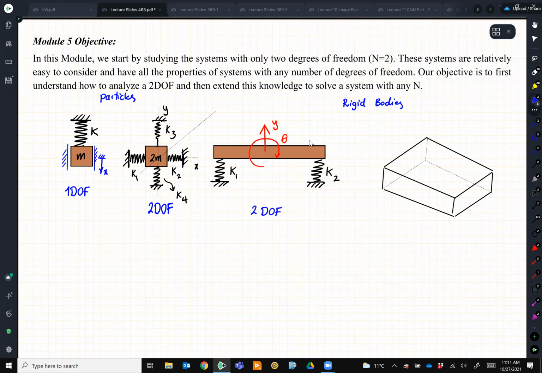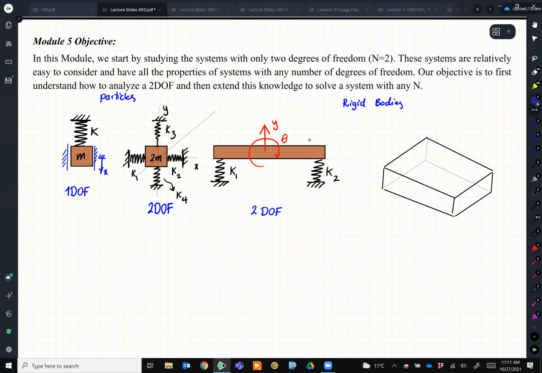So you may say it also can go left and right. That's correct. But let's say we are interested only in Y and theta. Maybe the motion on left and right is not that much that interests us. Okay? So imagine if this is a car. You just want to know how much it moves up and down and how much it tilts. So 2 degree of freedom system. But if the question asks that you're also interested in the motion left and right, it's going to be 3 degree of freedom system.